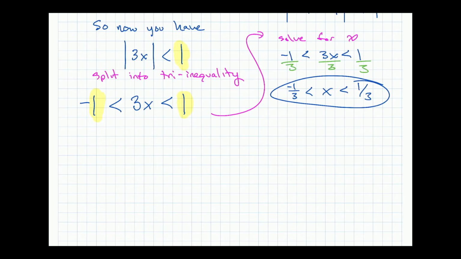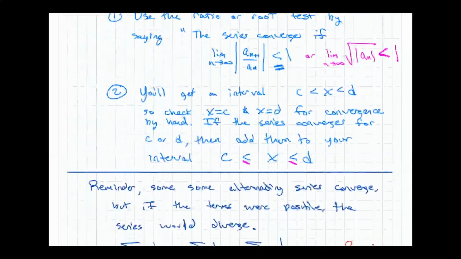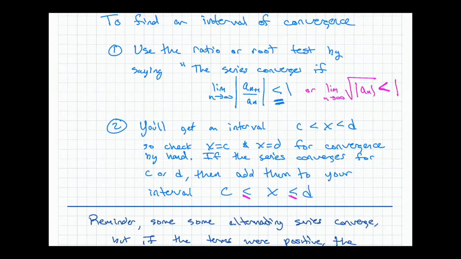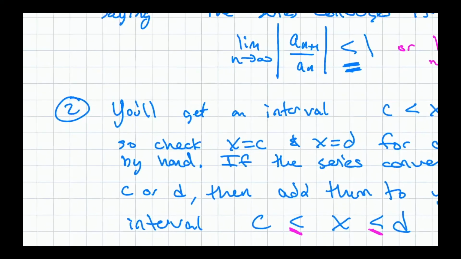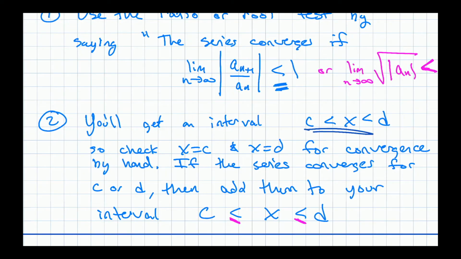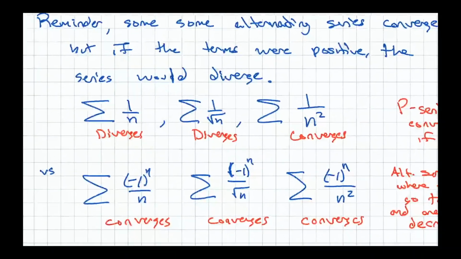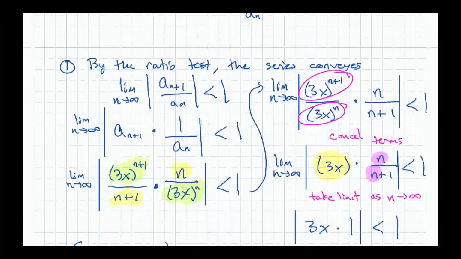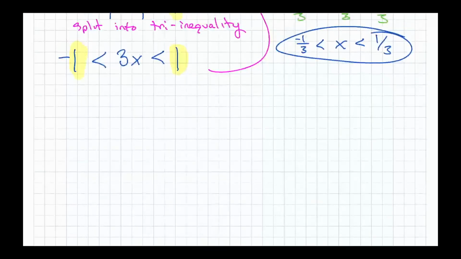Now look up at my steps for solving this. When you do the ratio test or the root test, I say on step 2, you get an interval c less than x less than d. We did. We got negative 1/3 up to 1/3. But what we have to do is check the two endpoints here, the c and the d, because the ratio test is inconclusive at those two points. So we've got to go back and check for convergence at negative 1/3 and positive 1/3.